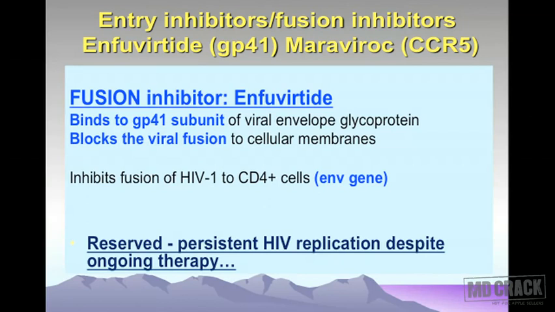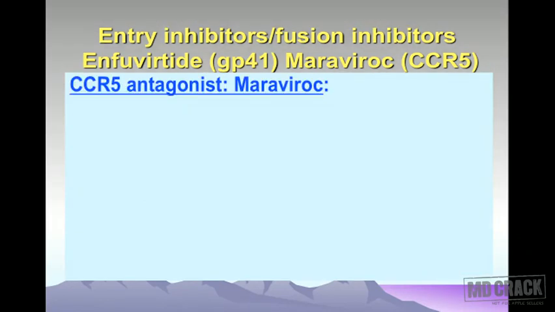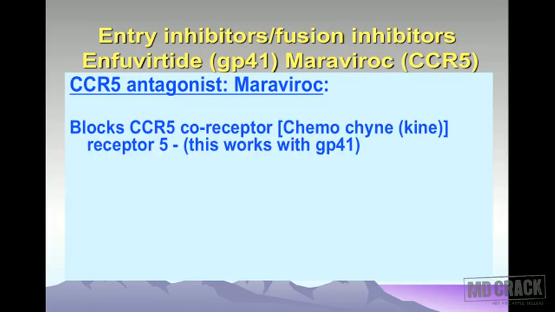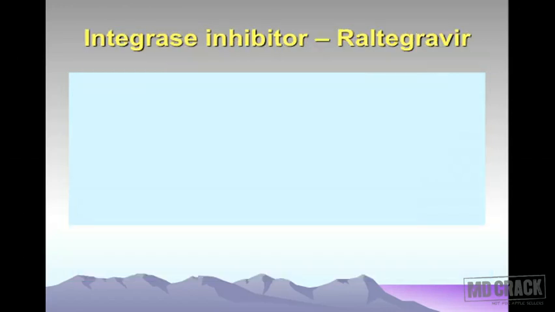So ENV gene. When to use enfuvirtide? This is reserved for persistent HIV replication despite ongoing therapy. It means this is a reserved drug. That's why I am discussing it last. So fusion inhibitor, enfuvirtide. The second drug is CCR5 antagonist or maraviroc. It blocks the CCR5 co-receptor. What is CCR5? It's chemokine receptor 5, and this receptor works hand in hand with the GP41. This drug, maraviroc, a CCR5 antagonist, is also reserved for persistent HIV replication despite the ongoing therapy.